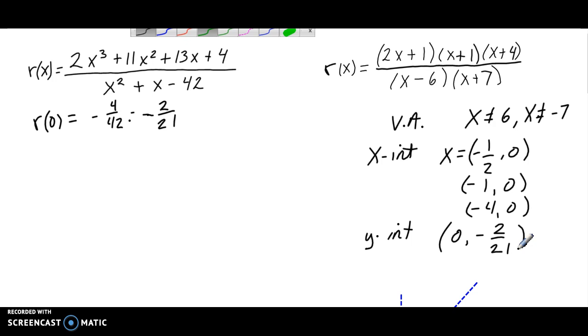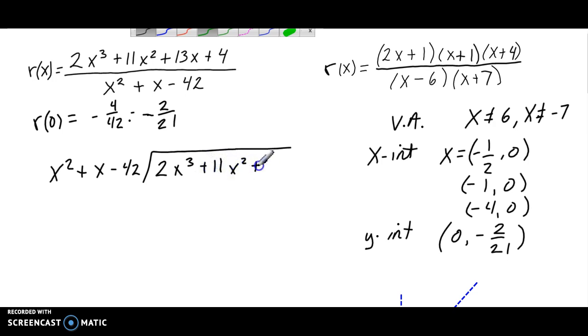So this one happens to be top heavy, which means we have to do polynomial division to find the slant asymptote. That's, as you remember, going to look like x squared plus x minus 42 divided into 2x cubed plus 11x squared plus 13x plus 4. Remember, as you're doing polynomial division, if there are missing terms here, then you would have to put in 0x squared or 0x or something like that.